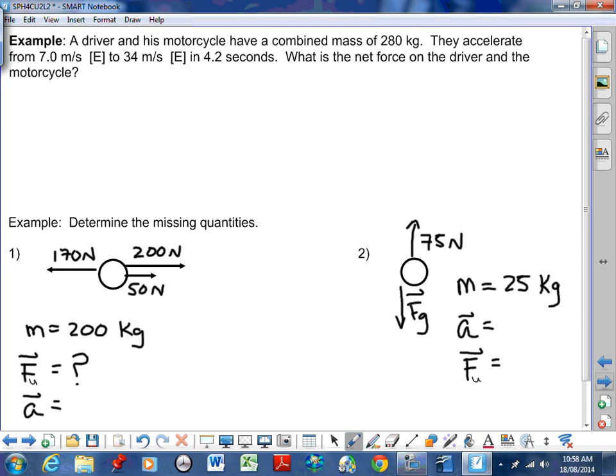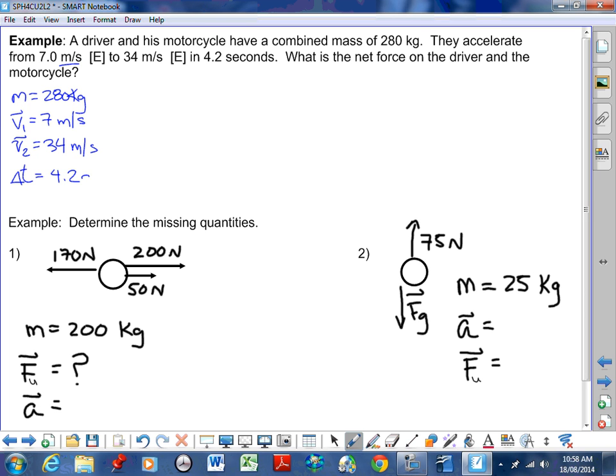Third example. A driver and his motorcycle have a combined mass of 280 kilograms, so we know mass is 280 kilograms. They accelerate from 7 meters per second. Now, you have to be careful here. It does say accelerate, but that is not a unit of acceleration. Meters per second is a velocity. So V1 is 7 meters per second. V2, the final velocity, is 34 meters per second. And they give us a time.